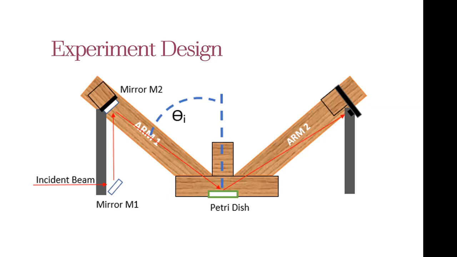Our first constraint was that the petri dish contained a liquid which could spill. In addition to this, we could not have the light beam enter and transmit through a container of sorts because that would alter the reflected beam.